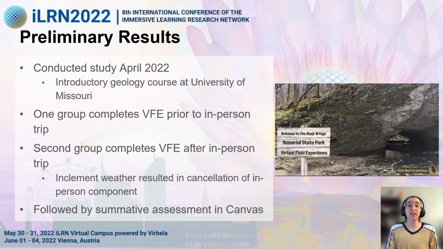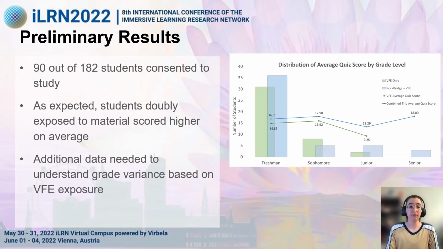After both groups completed the VFE and in-person trip, they completed a summative assessment within their Canvas portal regarding information they covered in both environments. It was at this point the students could consent to having their data and feedback collected within a study approved by IRB. Of the 182 students enrolled in the course, 90 students consented to be in our study. We are still processing the data and feedback as we received the results right before recording this video.